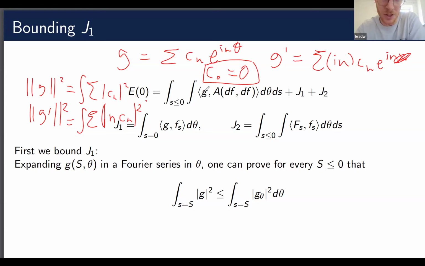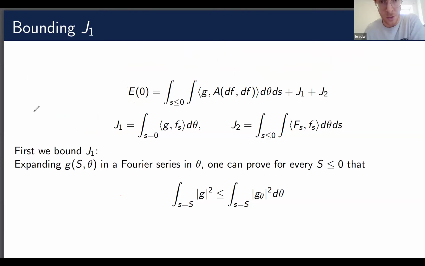That's why we're using G instead of F. We need to renormalize the average so that this is true. And then in this case, because n is not equal to 0, these terms here control those ones. We get the inequality. Okay.